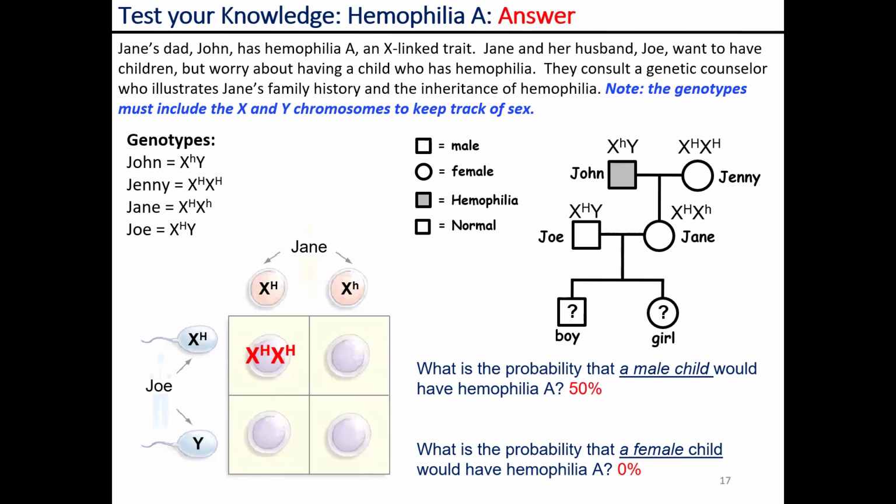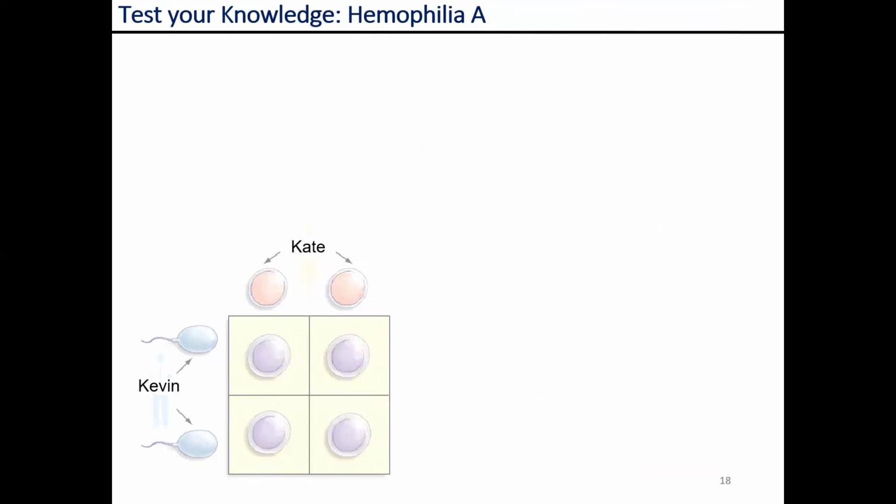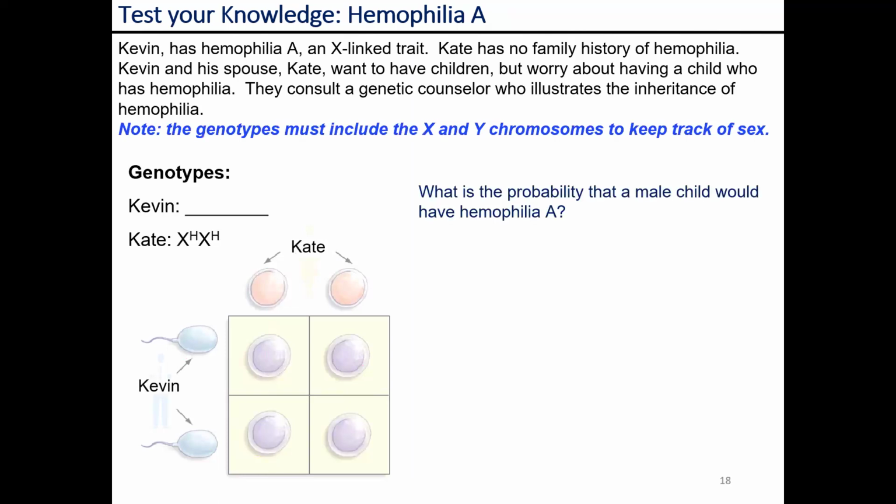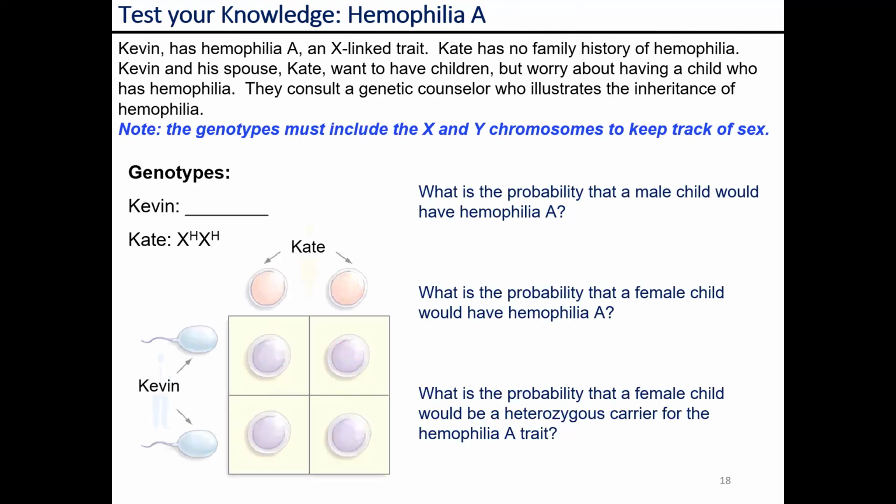So that's what this should look like, and this is what that Punnett square should look like at the end. Okay, so we're going to go ahead and do one more. I'm going to have the question showing, and then I'm going to give everybody an opportunity to pause this, give this a try, and then we'll check it out as a class.